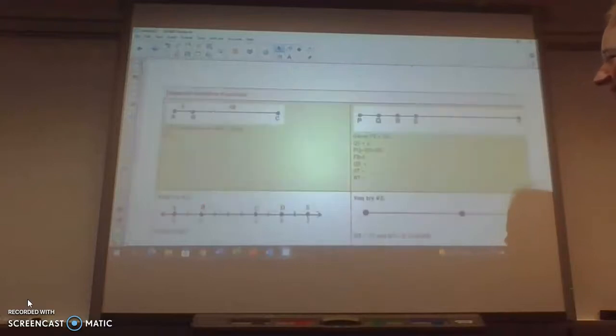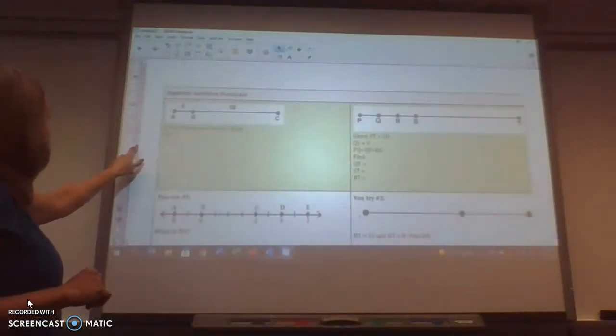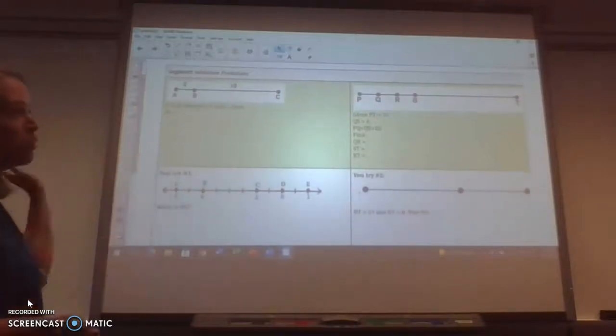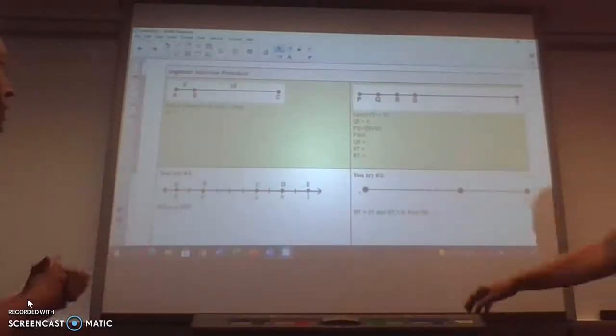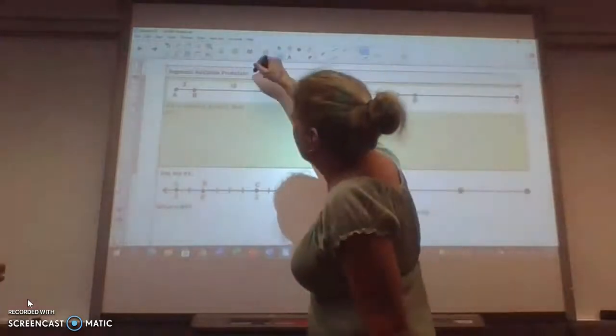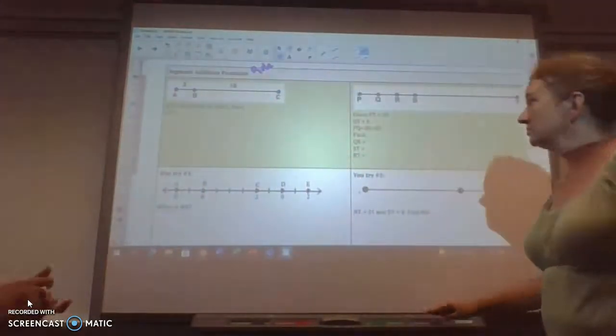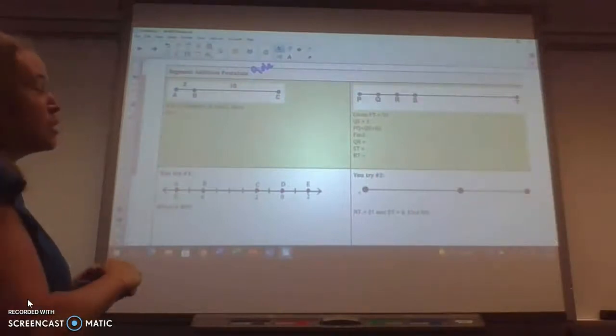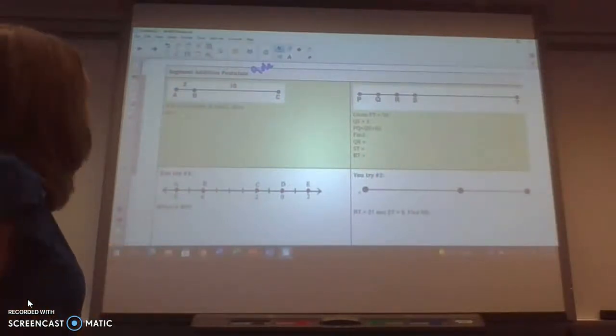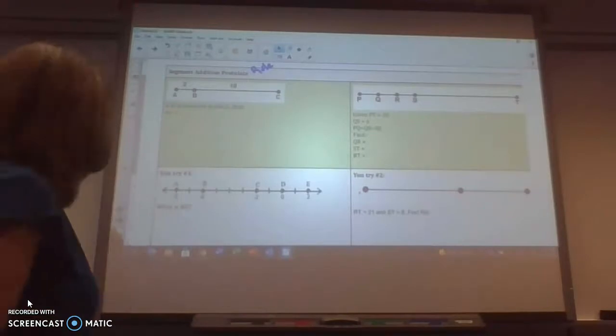All right, so here's our segment addition postulate. And postulate is just a fancy word for a rule in math, okay? Write that down. Fancy word. It's just a rule. If I was speaking English, I would say rule. It just works all the time. So we call it segment addition postulate to be fancy, but rule to be normal.